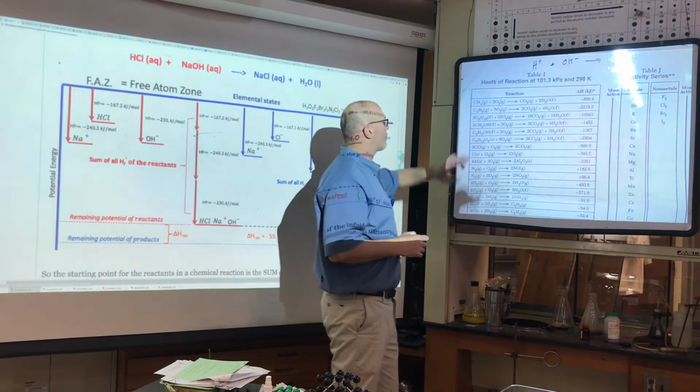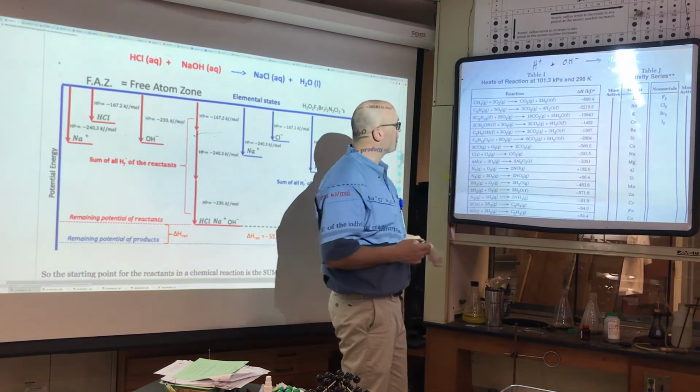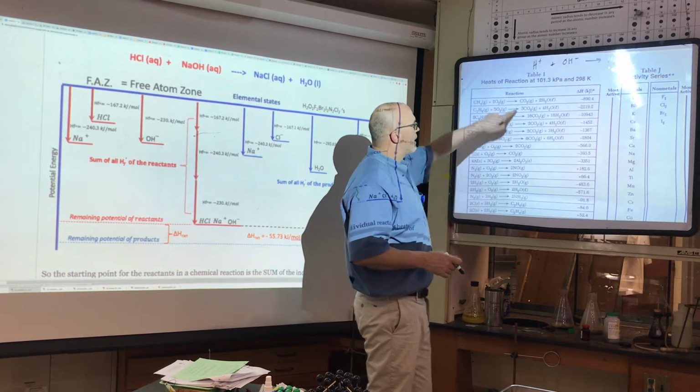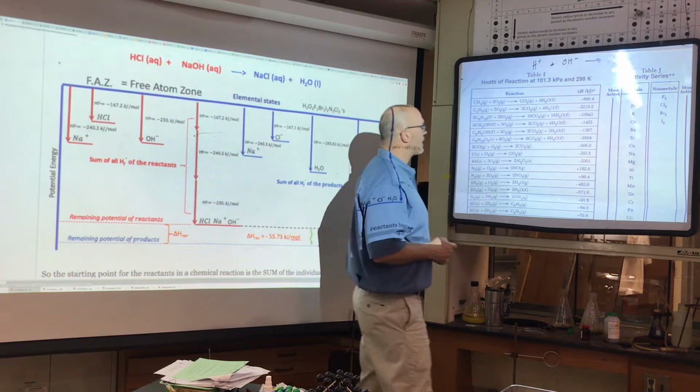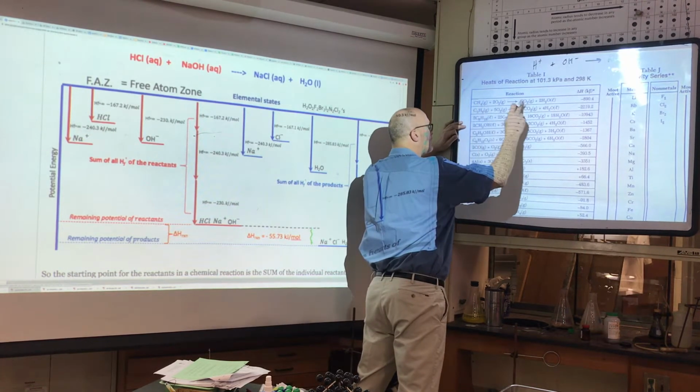So Table I, the first third of Table I, has combustion reactions. And how do I know combustion? Well, I know a carbon-based fuel, look at these hydrocarbons, and oxygen gives me CO2 and water. And so that's classic combustion. Oxygen plus a fuel gives me CO2 and water.